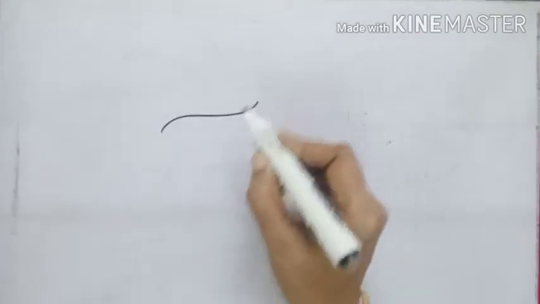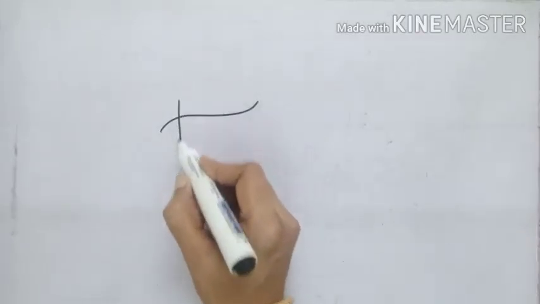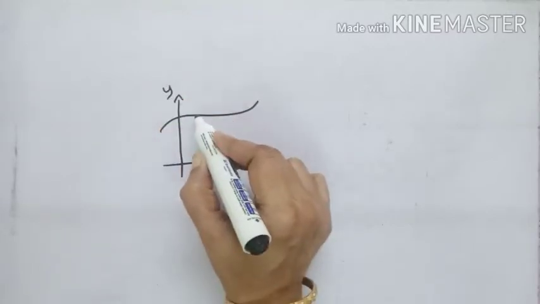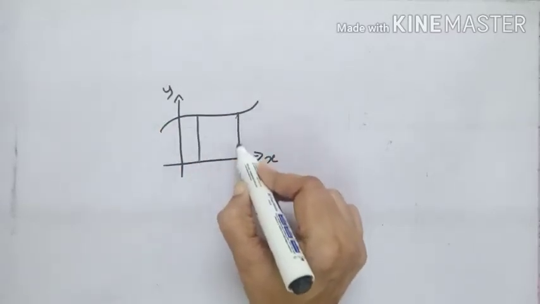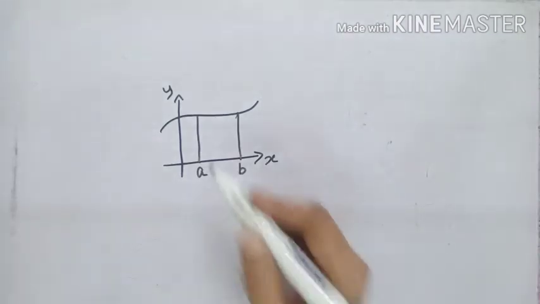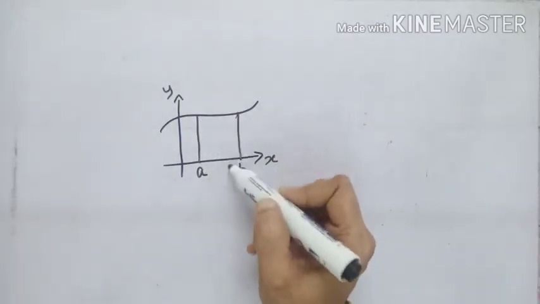Good morning, children. We are proceeding with the third chapter, Integral Calculus 2. The very first exercise, we are going to learn the area under a curve. Suppose a curve is like this and we want to find the area between the curve and the x-axis, say from A to B.